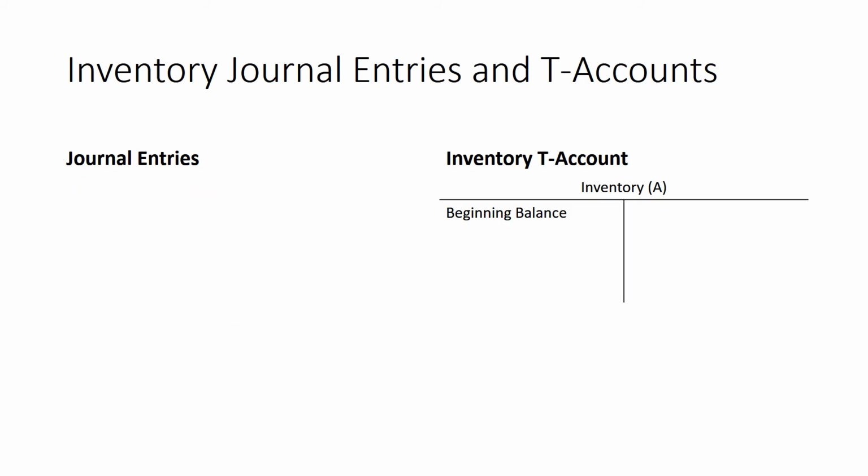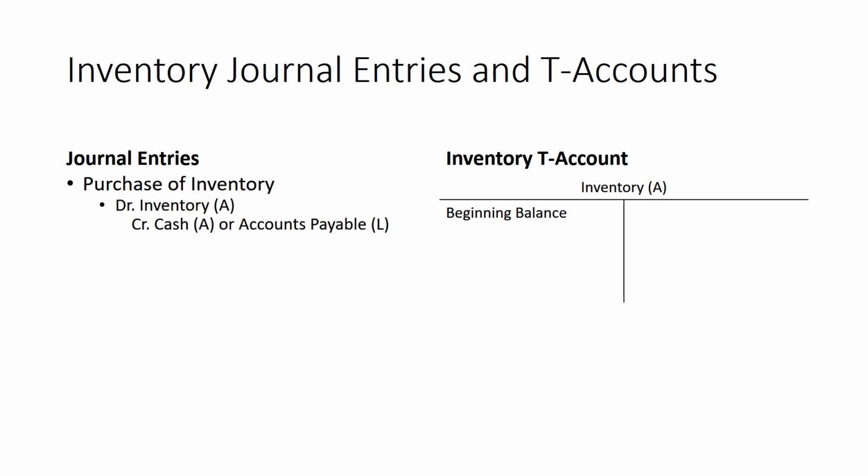Let's think about the inventory T account. Because inventory is a current asset, the beginning balance is on the left-hand side of the T account. When we make purchases, we're going to debit inventory, credit cash, or if we don't pay our suppliers in cash, we credit the accounts payable liability account. So the purchase amount goes into our inventory T account on the left-hand side, or the debit side.